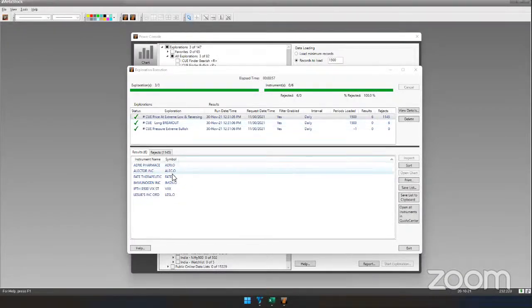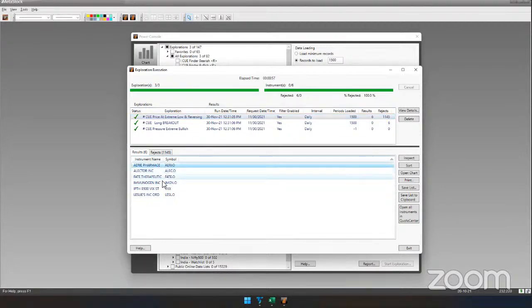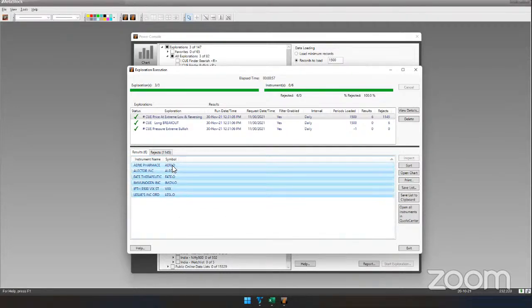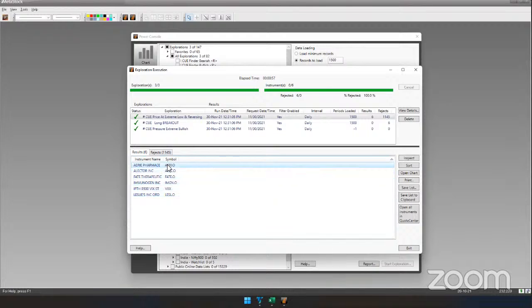but we have 6 stocks, as we can see from the result column, at price extreme low and reversing. This is a small list. So in that case, I could just highlight all of them and open them. 6 is a small enough number to open in one go. Or I could open one, highlight, double click, or highlight and click open chart.